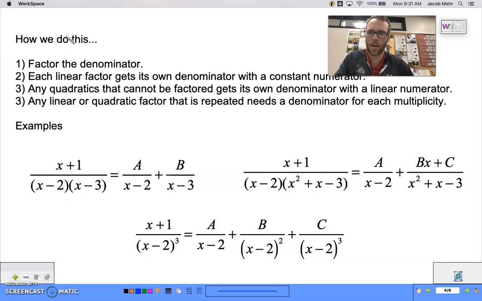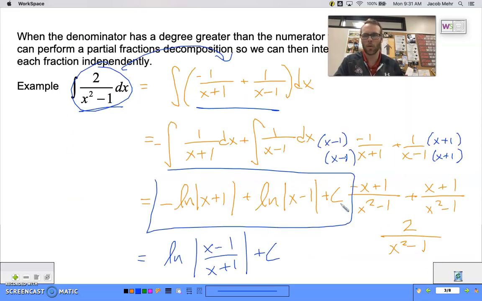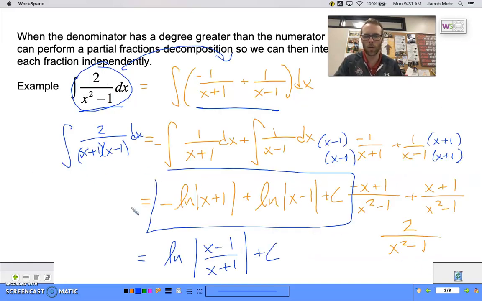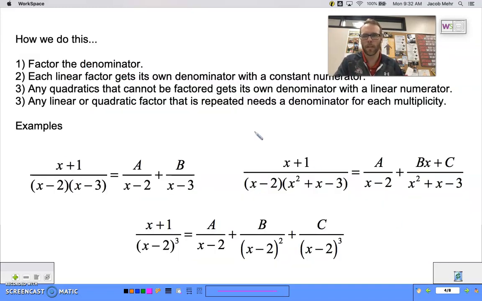Well, the first thing we have to do is factor the denominator. Notice on this one it was x squared minus 1. That would factor to be 2 over x plus 1, x minus 1. So first thing we do is we factor the denominator. Then each linear factor gets its own denominator with a constant numerator. So notice this became one of my denominators, and this became the other. Then each gets its own constant numerator.